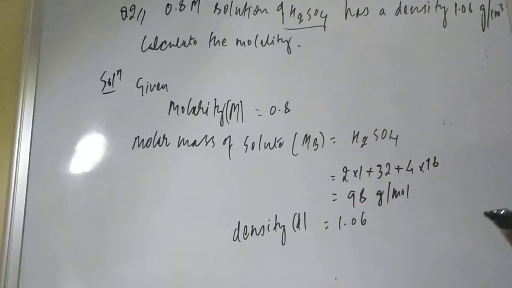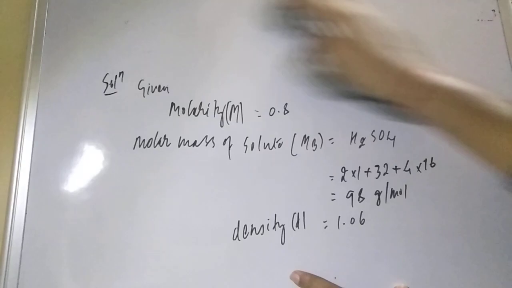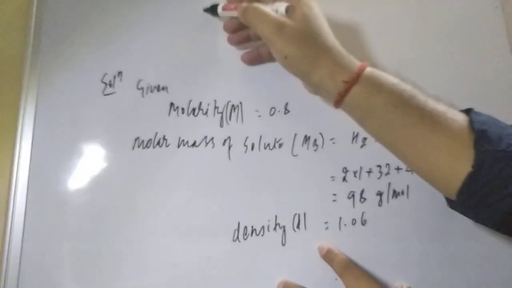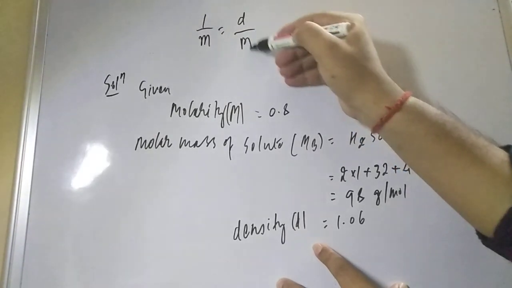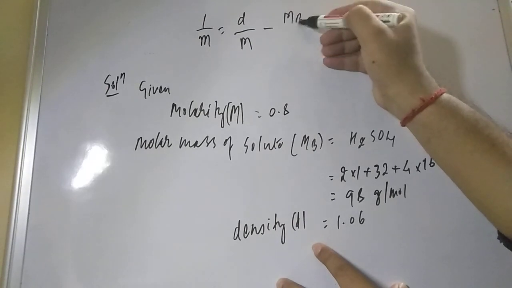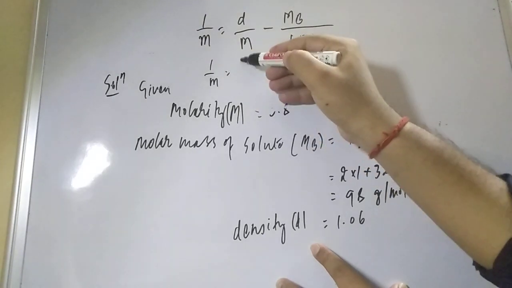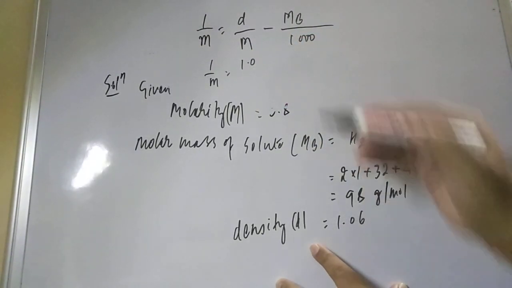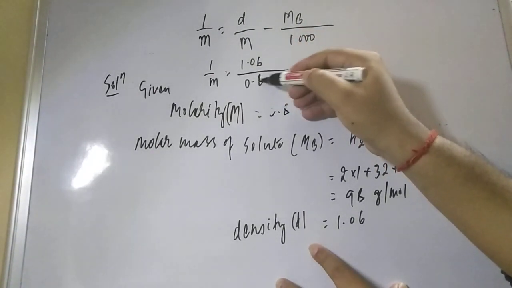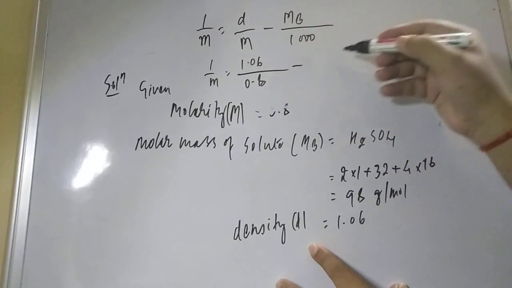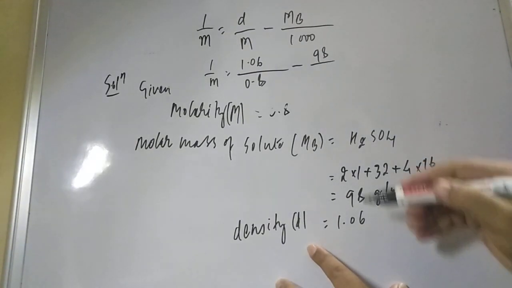Now we have to put these values in the formula, so we will be able to get the molality. So the molality formula, I told you the relation: 1 by small m is equal to d by capital M minus MB upon 1000. So 1 by small m is equal to density 1.06 divided by molarity 0.8 molar, minus MB, the molar mass of solute, 98, divided by 1000.